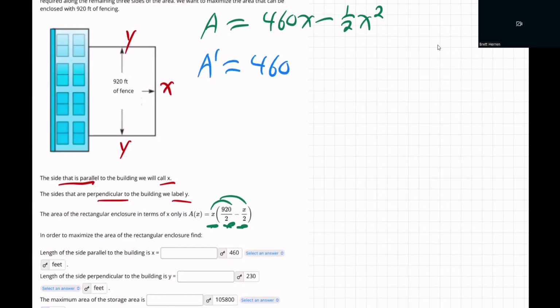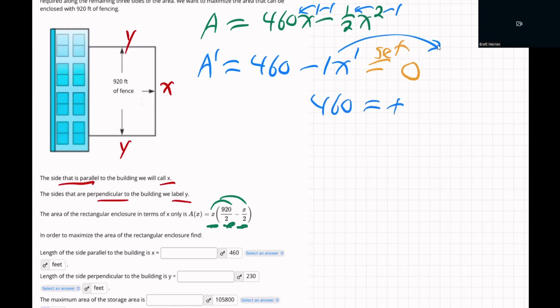This should be easy. 460, because that 1 just comes down. Subtract 1, it's gone. This 2 comes down, so that's minus 1. Half times 2 is 1. X to the 1, subtract 1 from the power. And we set that equal to 0. Well, that is a dream to solve. Move that over. Positive x is 460. Boom. Sure enough, 460, and that's feet.